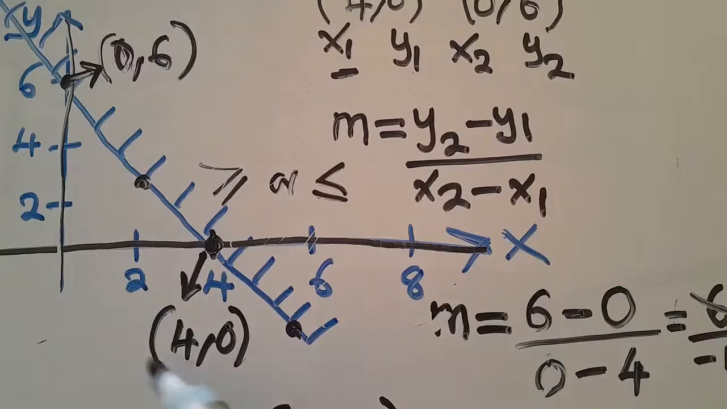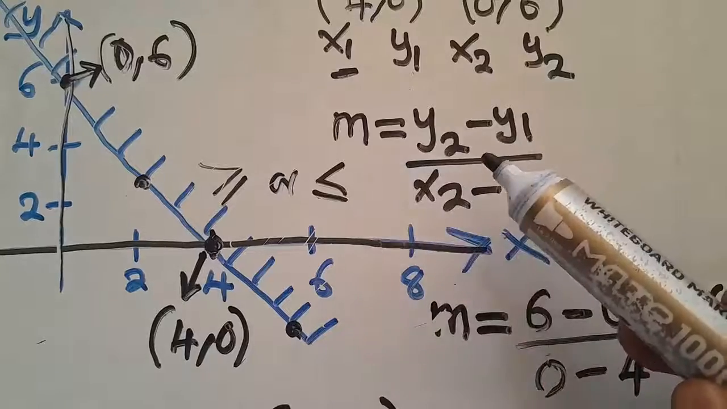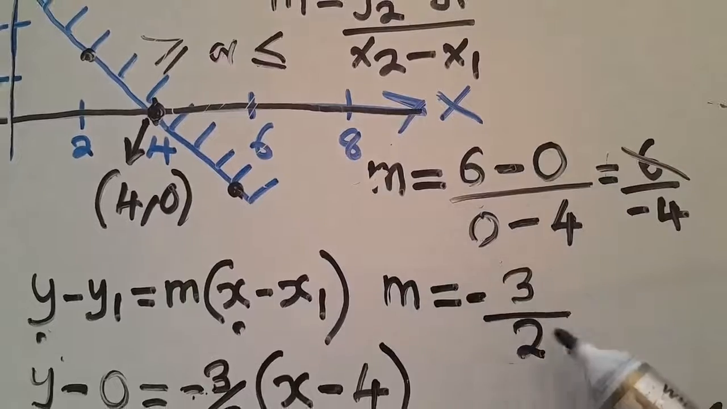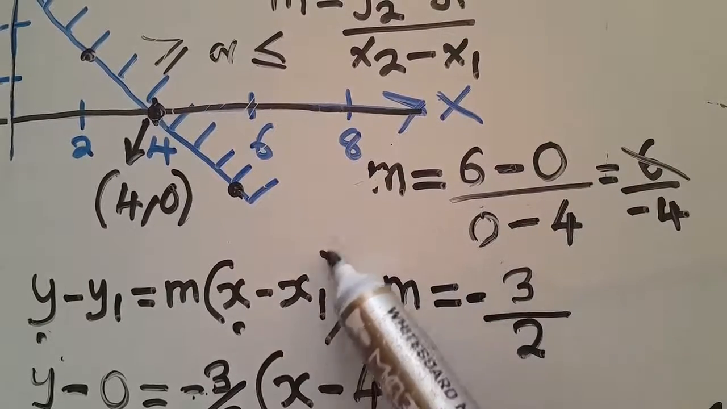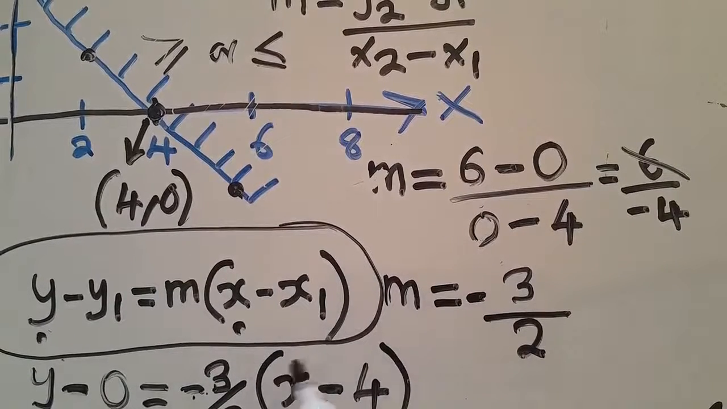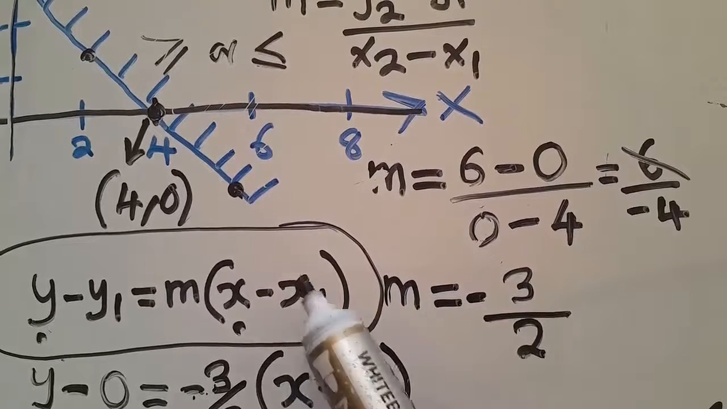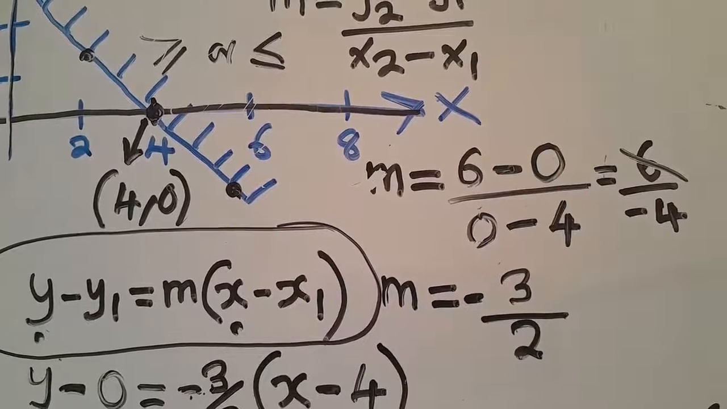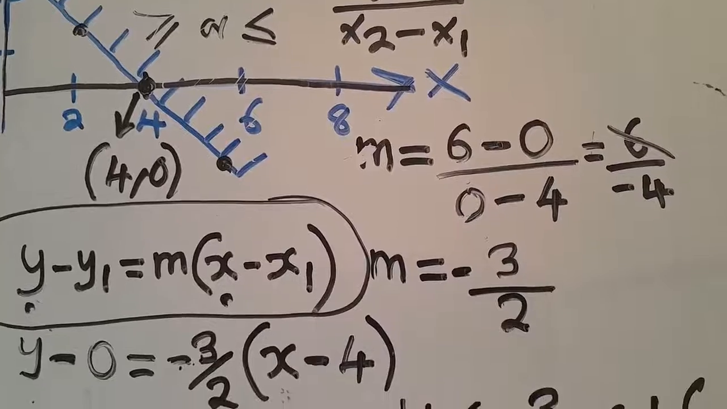After you get the coordinates, you find the gradient. After you find the gradient, we found the gradient to be negative 3 over 2. After you find the gradient, you write the general equation for all straight lines. After writing it, you start substituting the gradient that you found and a coordinate you have, which is x1 and y1. This is what you need to do. This is interesting. As long as you just follow the procedures that I've told you, then everything becomes easy.